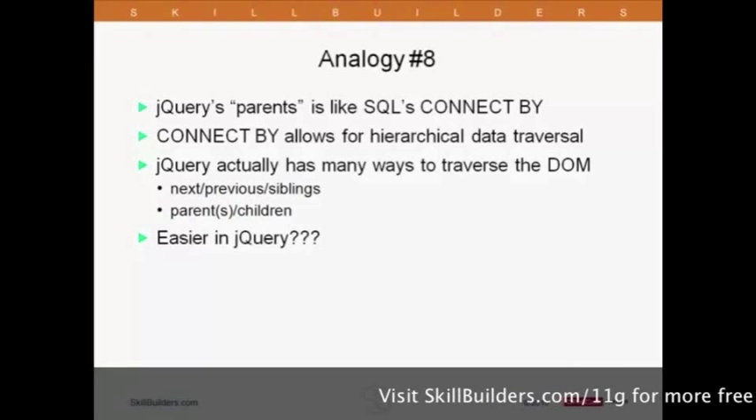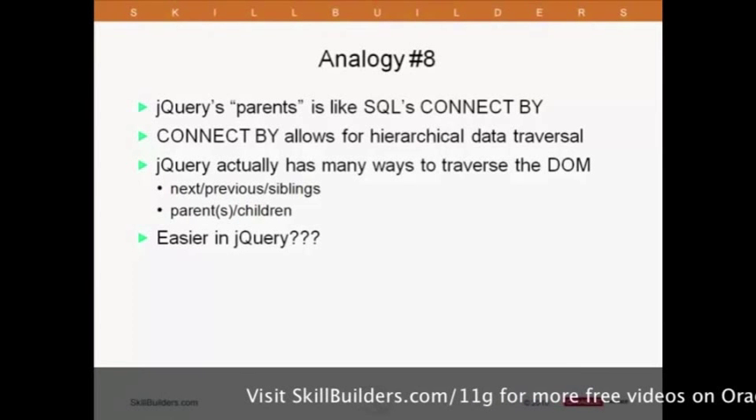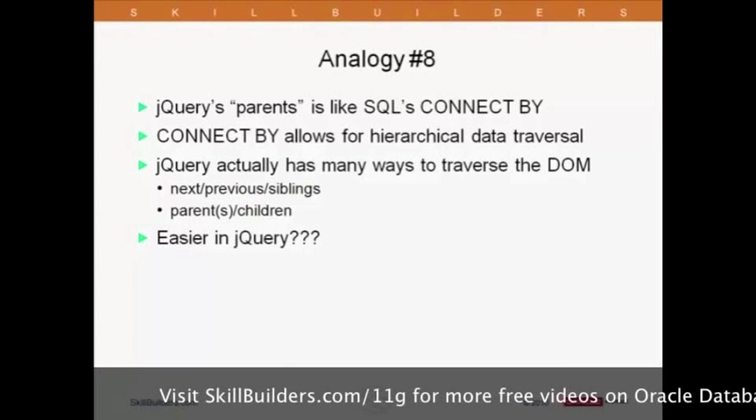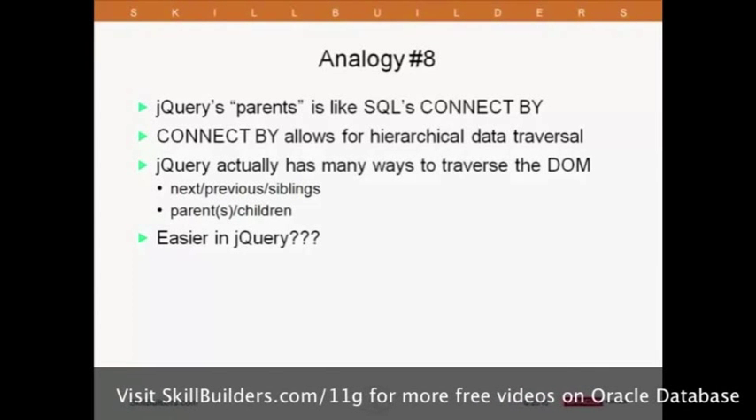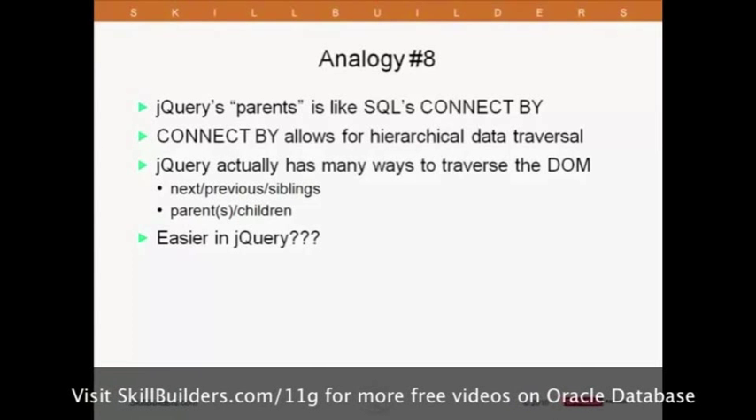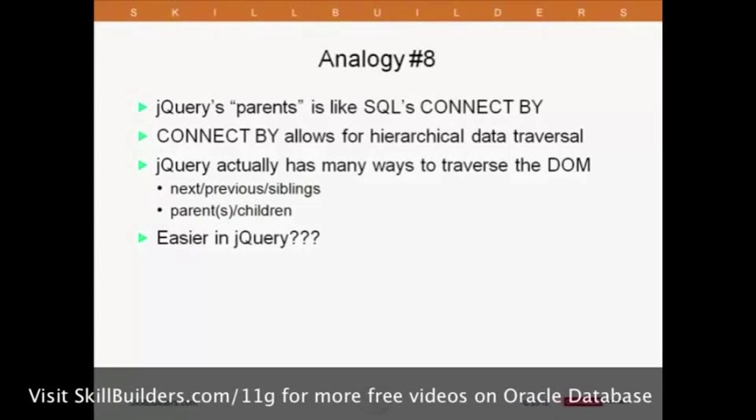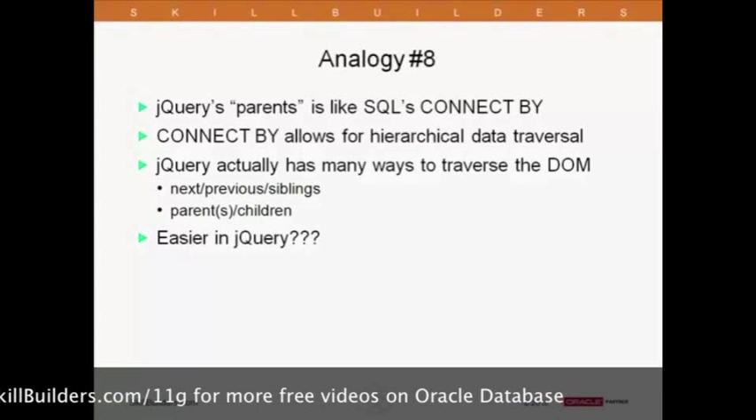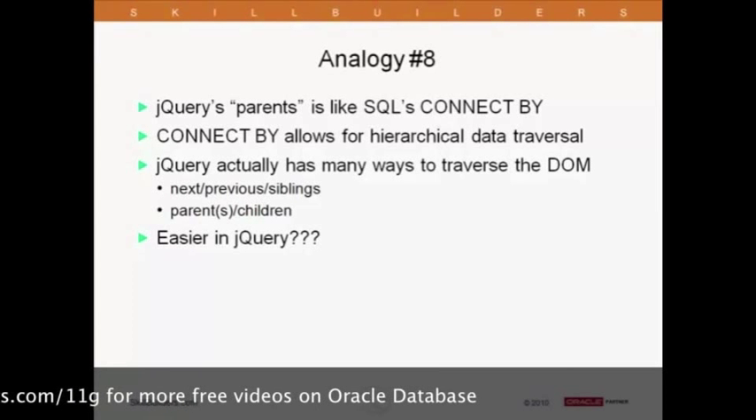In jQuery, we have equivalents. Only, in my honest opinion, it's far easier to traverse the DOM in jQuery than it is in Oracle, right? If you just look at some of the methods we have available: next, previous, siblings, parents and children. You can think about a family. And these make a lot more sense than connect by, no cycle, prior, start with, right?